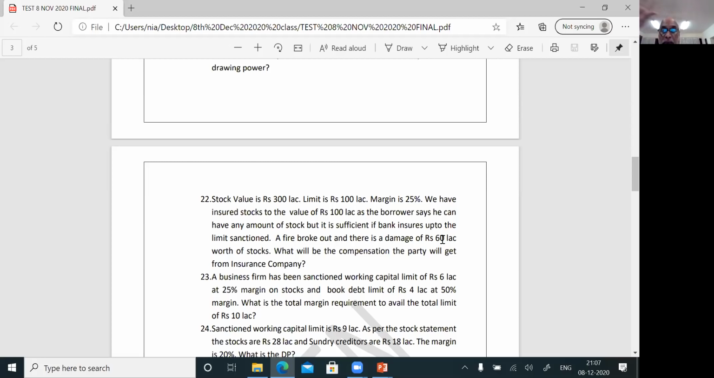In this case, the party will not get the entire amount of loss, because you are supposed to insure to the stock value, whatever may be the limit or liability in the account. What you have done is insure only for 100 lakhs. What is the stock value? 300 lakhs. Even though the insured amount is 100 lakhs and the loss is only 60 lakhs, you will not get the 60 lakhs. This is called the average clause in insurance.